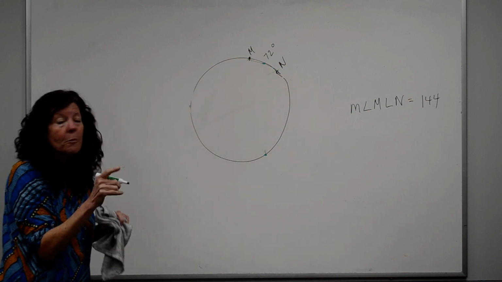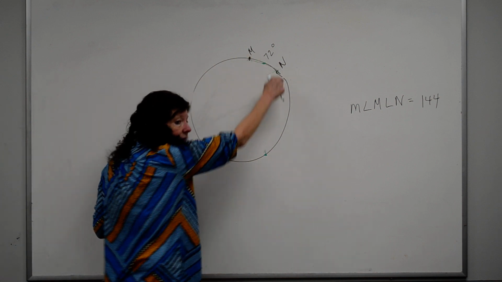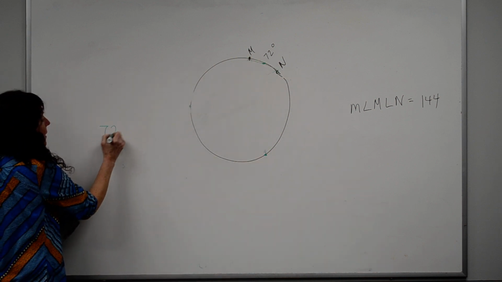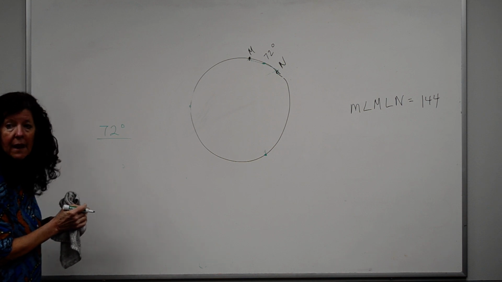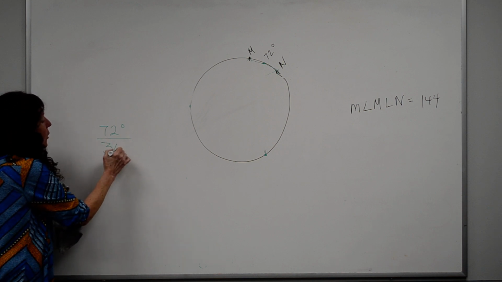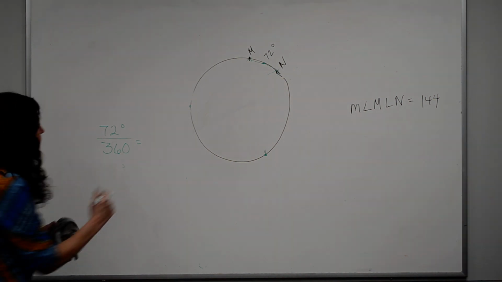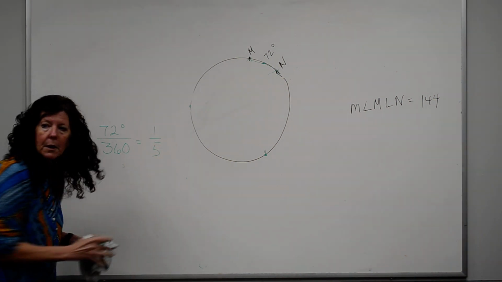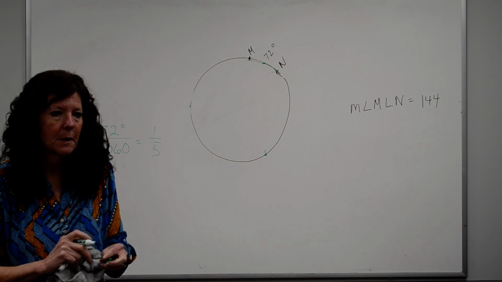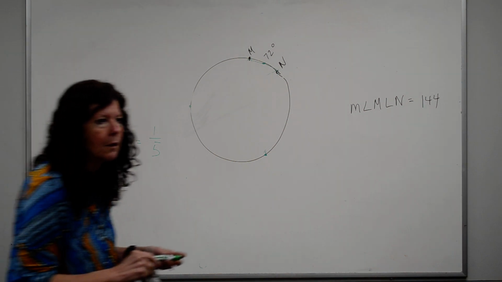So my success is anywhere in those degrees. So I have 72 over 360. What does that reduce down to? 1/5. That's my probability. Okay? Does that make sense? It's really not hard, it's just weird.